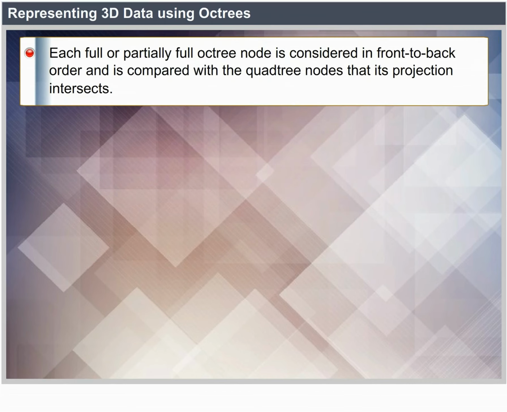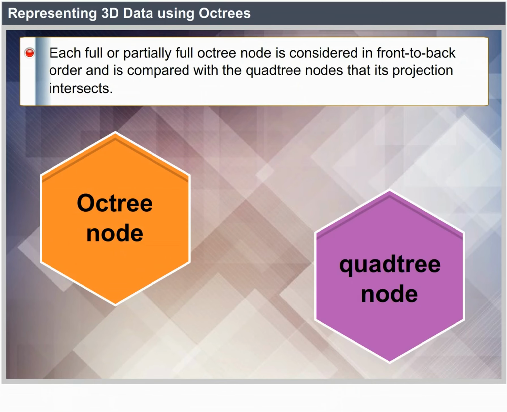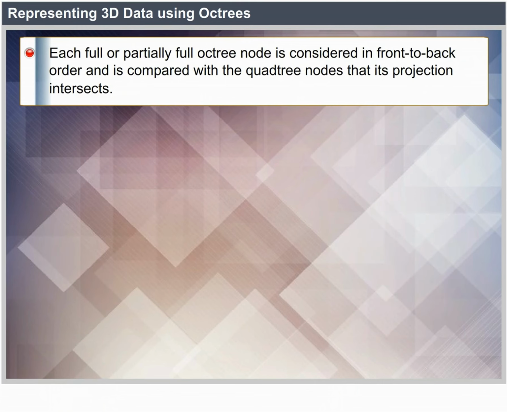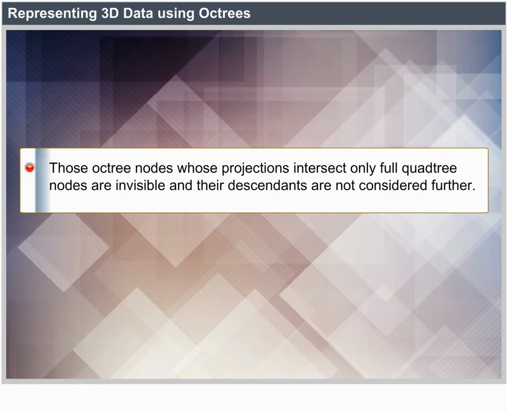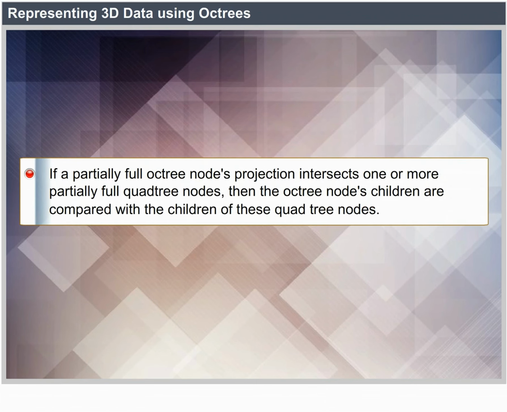Each full or partially full octree node is considered in front-to-back order and is compared with the quadtree nodes that its projection intersects. Those octree nodes whose projections intersect only full quadtree nodes are invisible. They and their descendants are not considered further. If a partially full octree node's projection intersects one or more partially full quadtree nodes, then the octree node's children are compared with the children of these quadtree nodes.